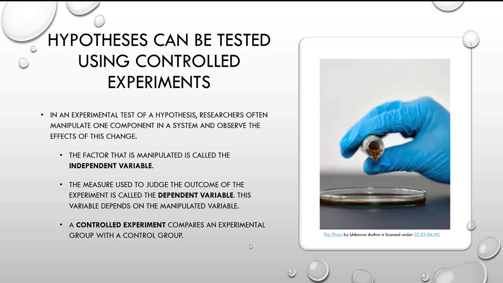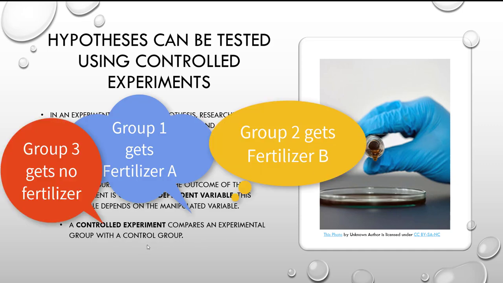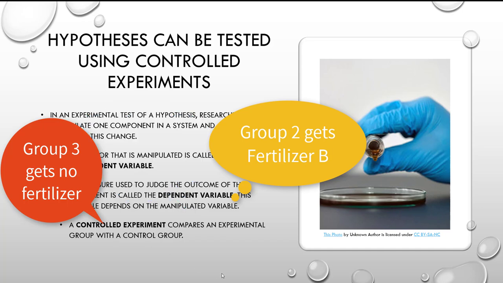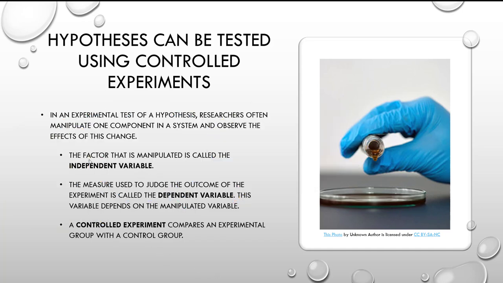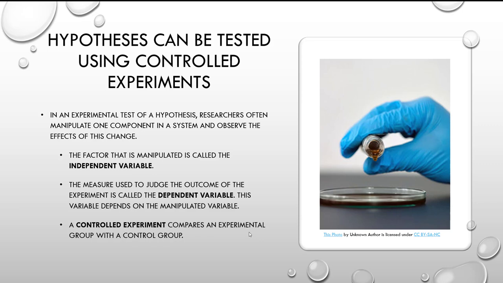So in my case, I'll have two groups that are experimental groups, one testing one type of fertilizer, the other testing the other type, and then a control group that receives no fertilizer. Now in this case, what would be my independent variable? What am I manipulating here? What is the treatment that my plants are receiving? They're receiving fertilizer. Okay, so my independent variable in here is the type of fertilizer. So one group gets one type, one group gets another type, and one group gets no type.